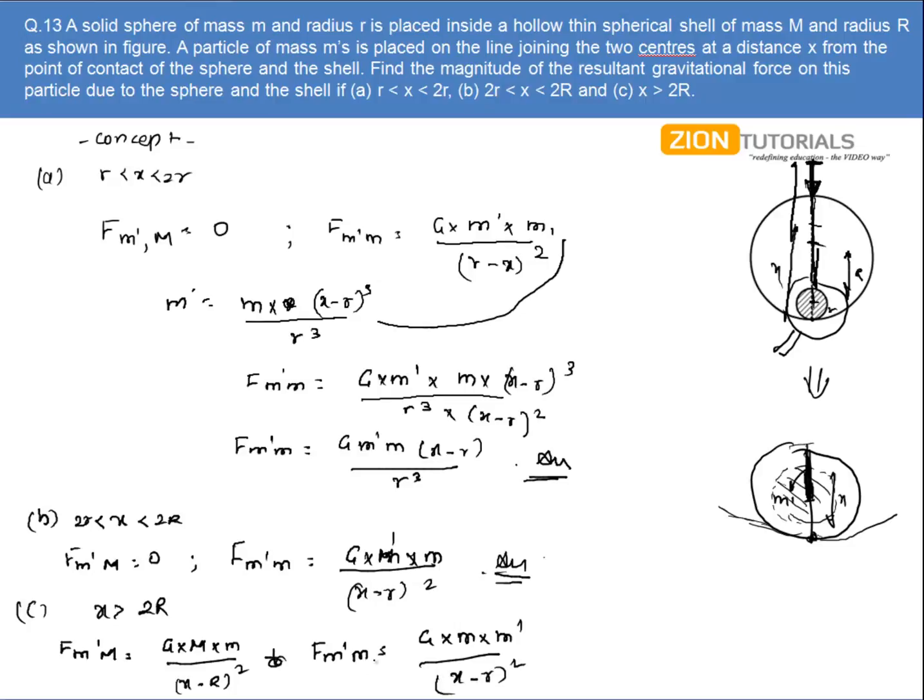Now since both the forces are acting in the same direction, along the central line in the downward direction, the F net in this case is given by G m dash into small m by (x minus r) whole square plus G m dash into capital M by (x minus R) whole square. This is the capital R. That is the answer.